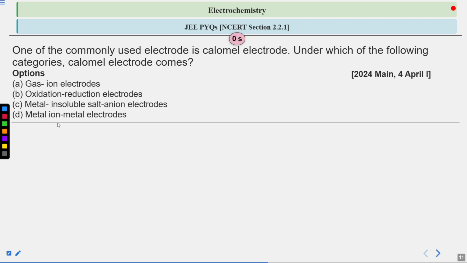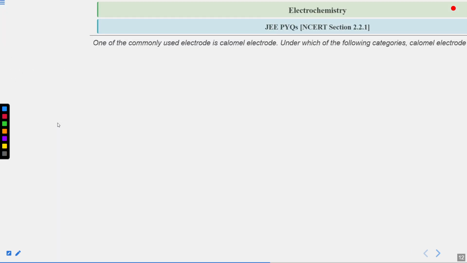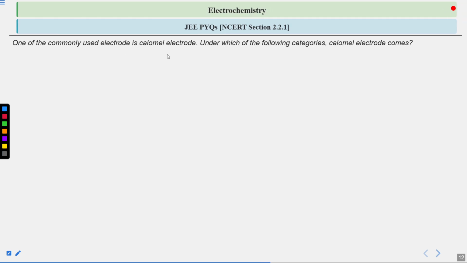Okay, let's see. So for this given question, the correct answer is option C, that is metal insoluble salt anion electrode. So the Calomel electrode comes in the category of metal insoluble salt anion electrode.